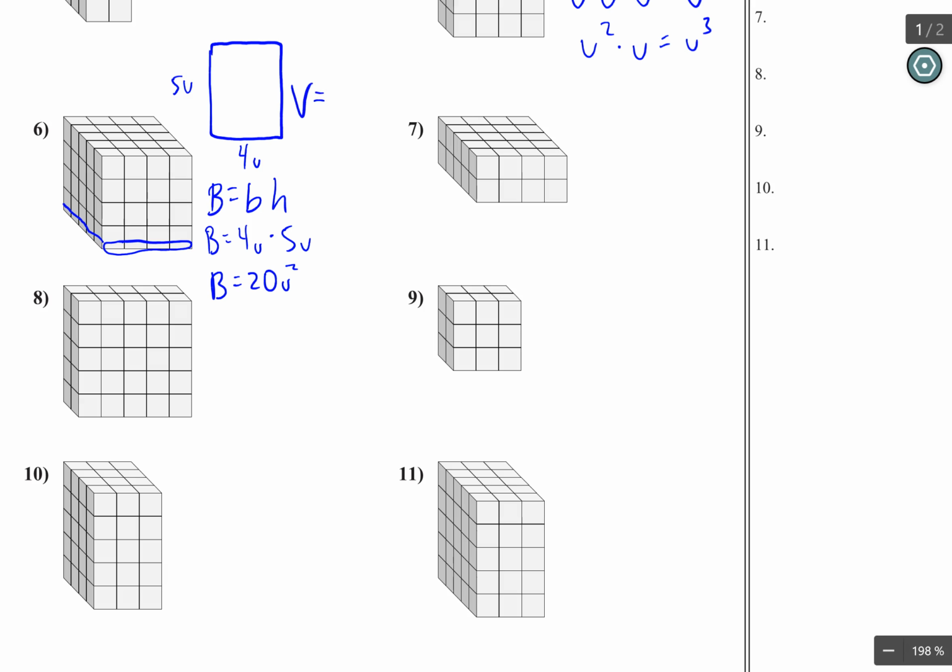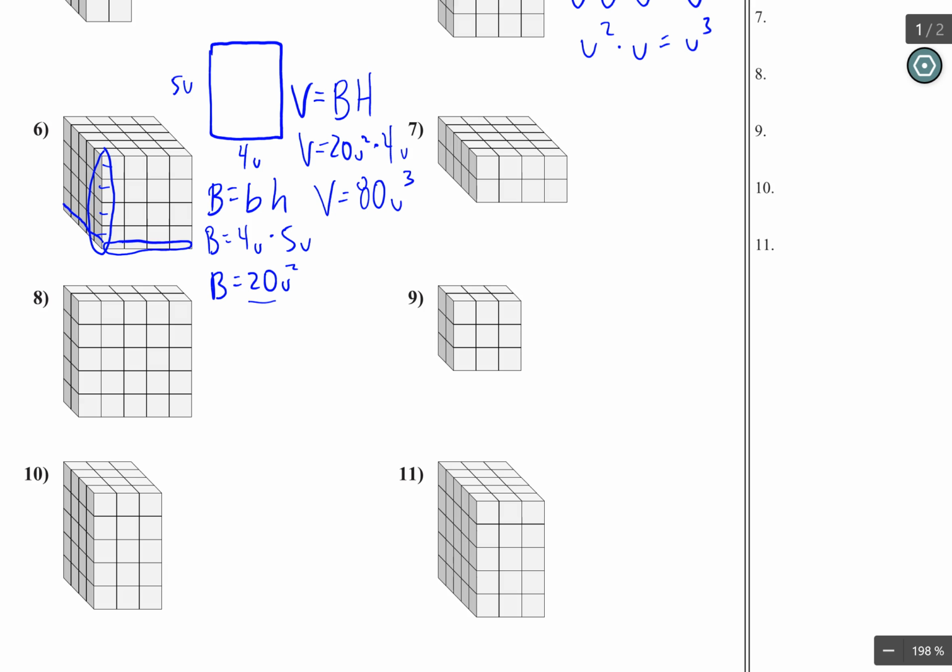Well, volume is the same for all of my rectangular prisms. It's that area of the base times how tall, or how many layers, or the distance between my bases in my rectangular prism. So volume is big B, as we said, was 20. And then my height of my 3D shape, or my tallness, or how many layers it is, well, it's 1, 2, 3, 4 layers tall. And so my volume is 20 times 4, which will give me 80. Units squared times units will give me units cubed.